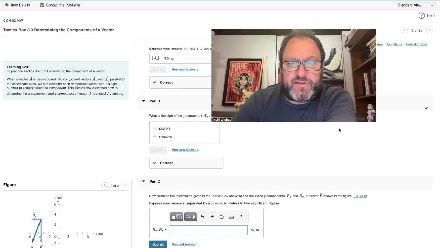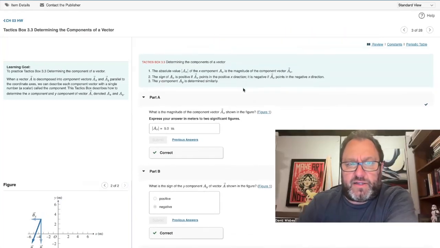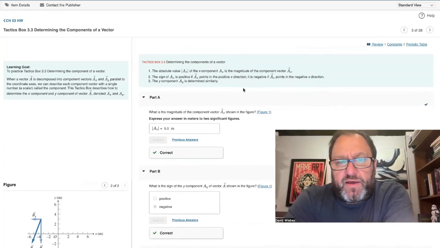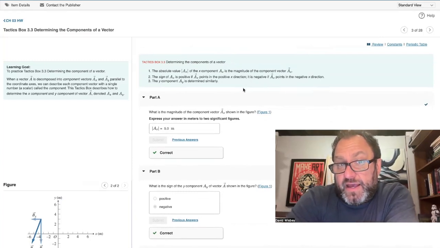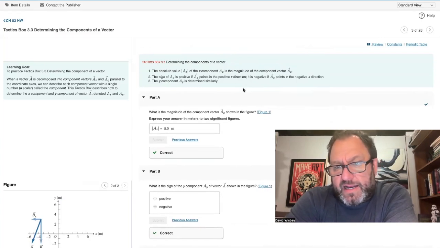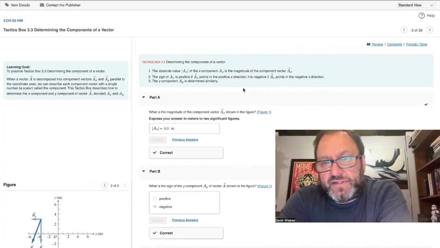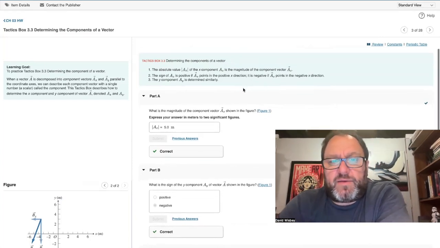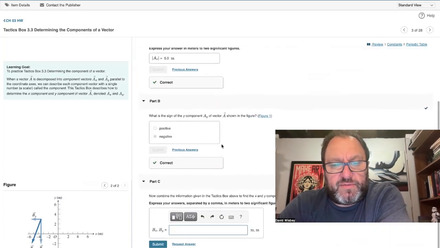Wait, where's the tactics box? Oh, there it is. The absolute value of the X component AX is the magnitude of the component vector AX. Yeah, we can look at that and just tell how long BX is. The sign of AX is positive if AX points in the positive X direction and it's negative if it points in the negative. The Y component AY is determined similarly. Yeah, let's do it.